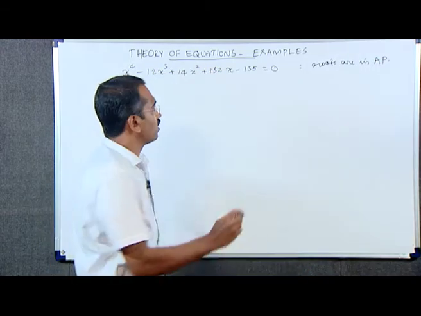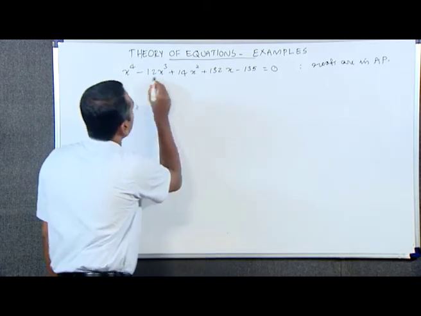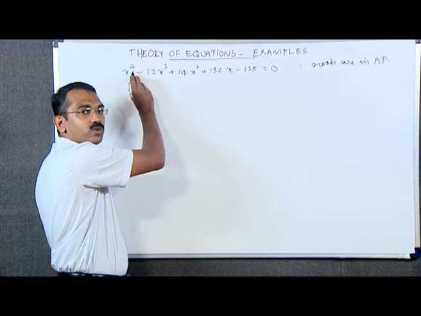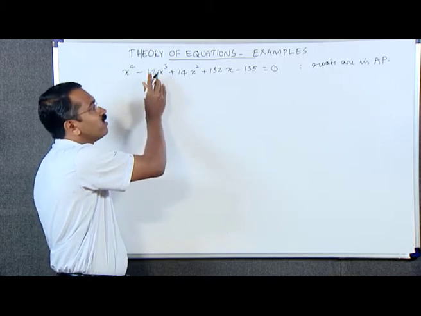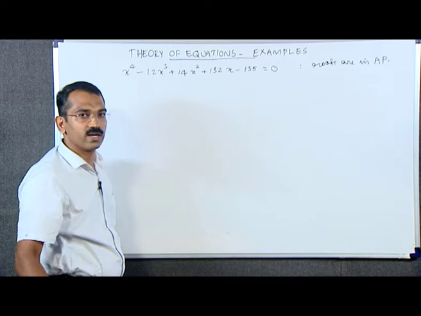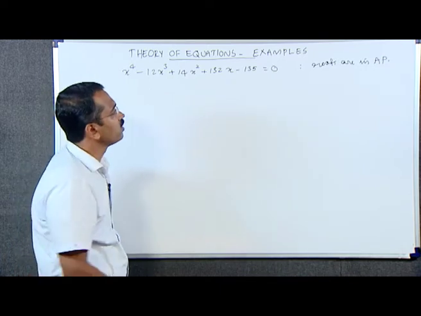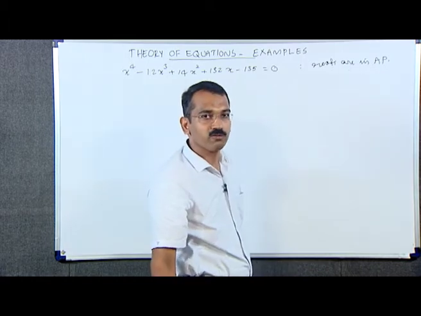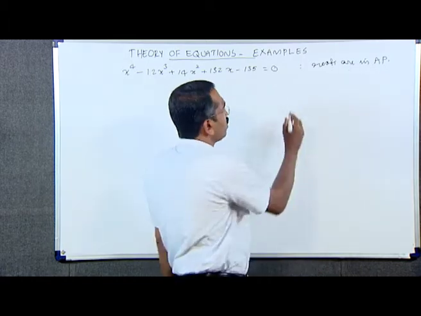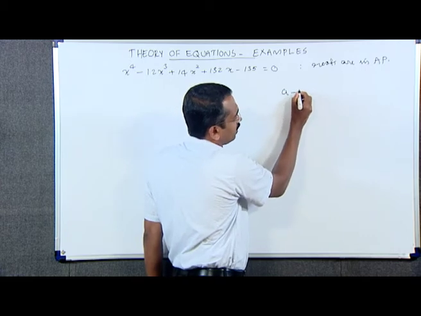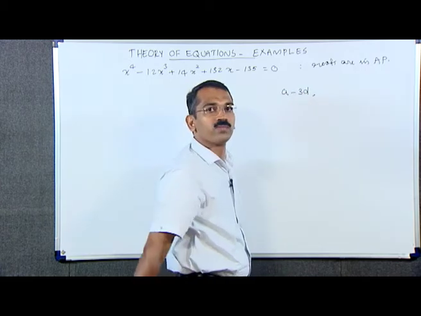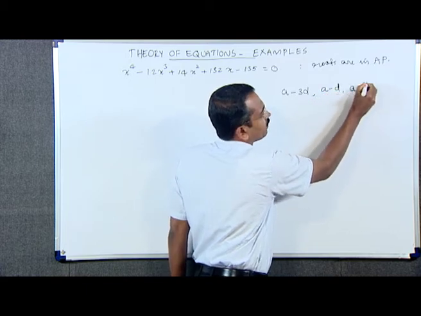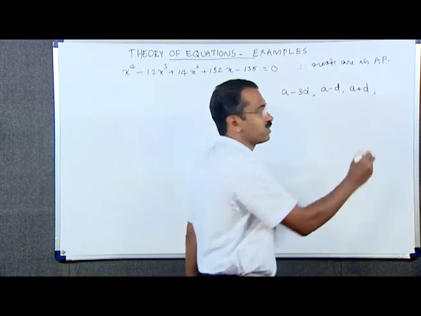The given equation is of 4th degree. Therefore, by the fundamental theorem, we can say that this equation has 4 roots. The given condition is all the roots are in AP. Therefore, we can assume the roots as a minus 3d, a minus d, a plus d and a plus 3d.